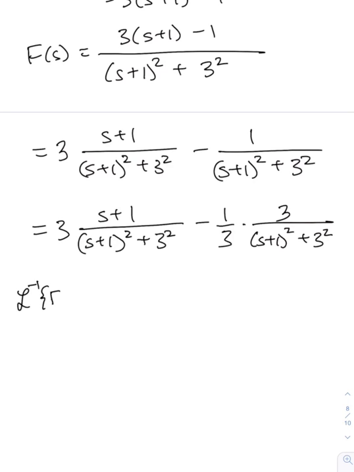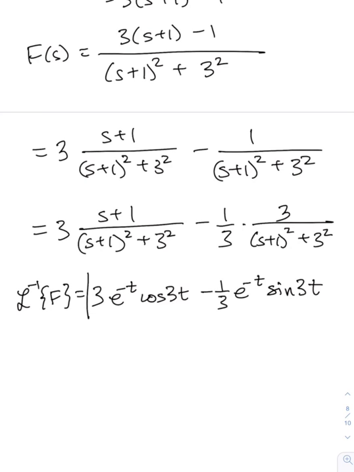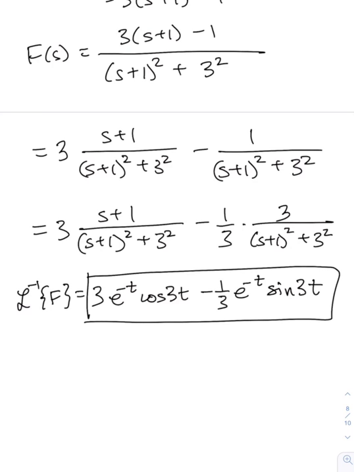L inverse of F is equal to 3 times e to the negative t cosine 3t minus 1/3 times e to the negative t sine 3t. There we go.